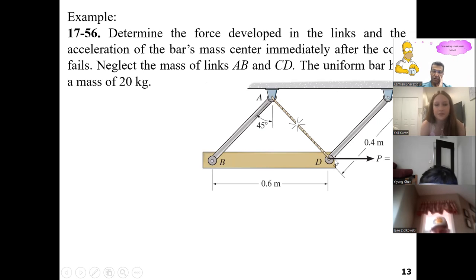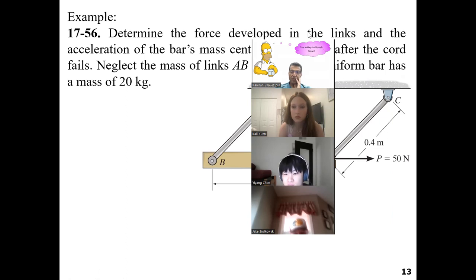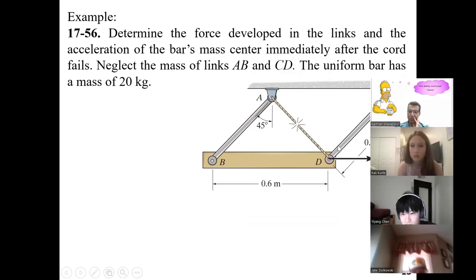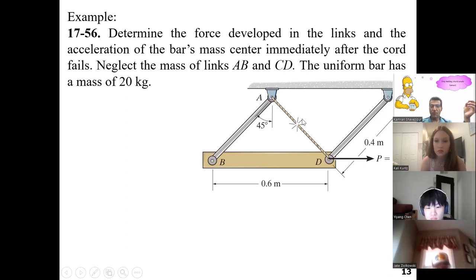And this horizontal bar, which is uniform, has a mass of 20 kilograms. There's a rope fixing point D here, right? Now, imagine when this cord exists, does this thing move? No, because if it wants to move, it has to stretch the cord. So when the cord is still safe and sound, this doesn't move. As soon as you cut this, this guy starts moving.